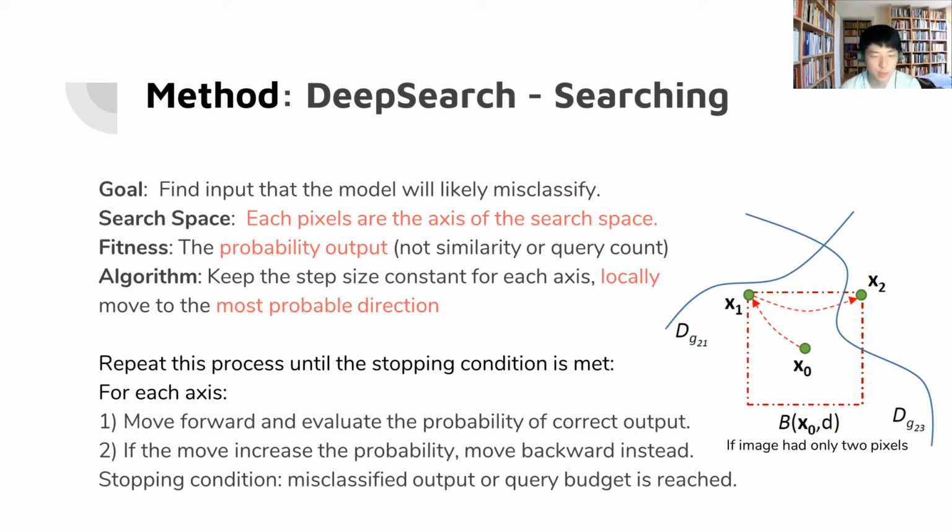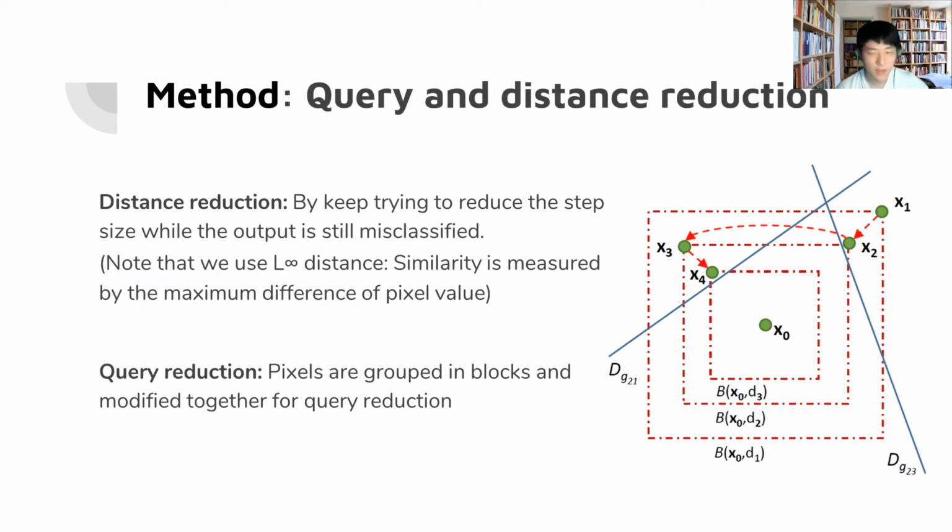So we take an exploratory step on an axis. If the probability of others rises, we stay there, and if not, we go in the opposite direction. This process is repeated until we get an adversarial result. And in order to make the image look more similar to the original one, after finding the adversarial input, DeepSearch performs iterative refinement, which is basically narrowing down the step size as long as the output stays misclassified. On the illustration here, the step size is reduced as long as it is misclassified.